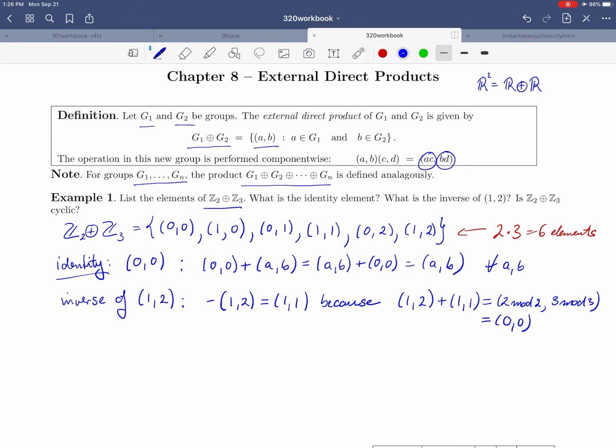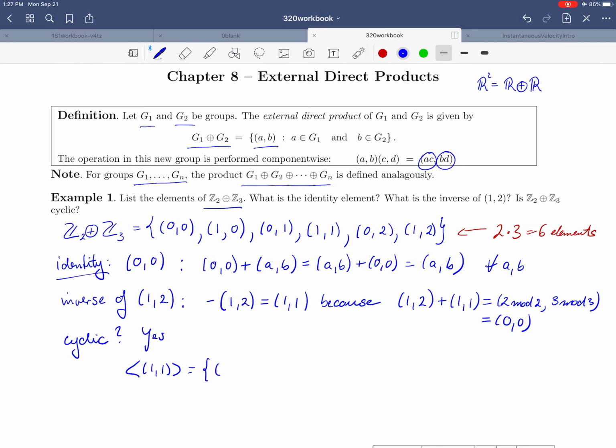Now the last question we wanted to investigate was, is this new group Z2 plus Z3 cyclic? And what do you think? The answer is yes. And the easiest way to figure out if something is cyclic is by finding a generator, and the generator is (1, 1). And we can convince ourselves by just writing out the elements.